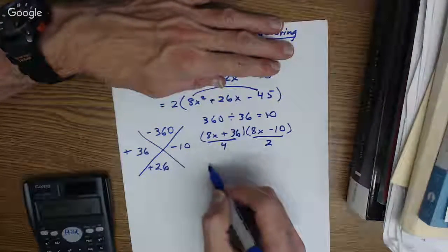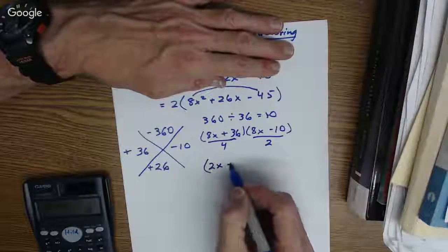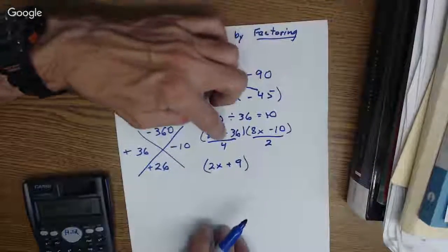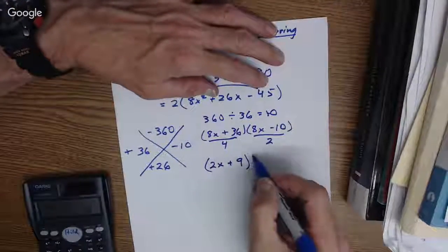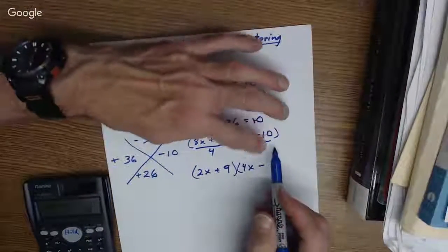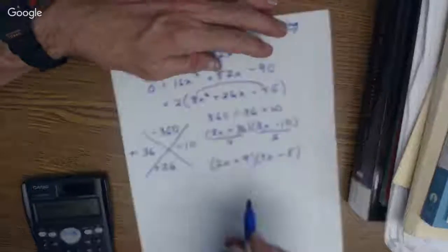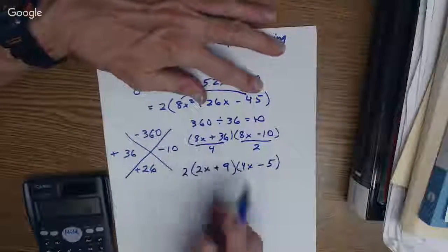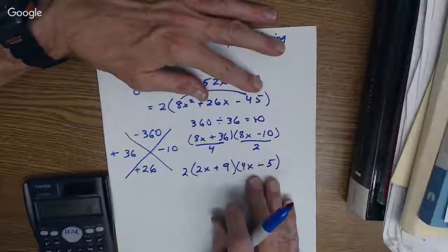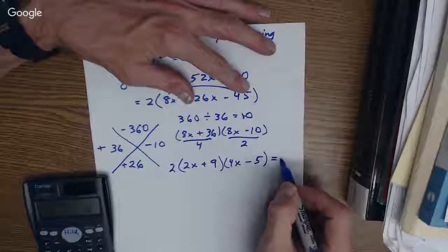So 8 divided by 4 is going to be 2x. 36 divided by 4 is going to be 9. Keep the sign the same. Here, 8 divided by 2 is going to be 4x. 10 divided by 2 is going to be 5. So our factored equation looks like this: 2 times parentheses 2x plus 9, times parentheses 4x minus 5, and that's going to equal 0.